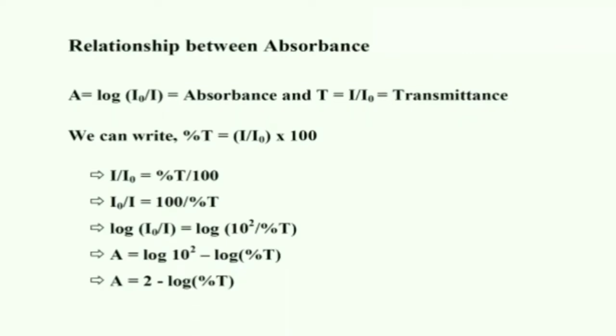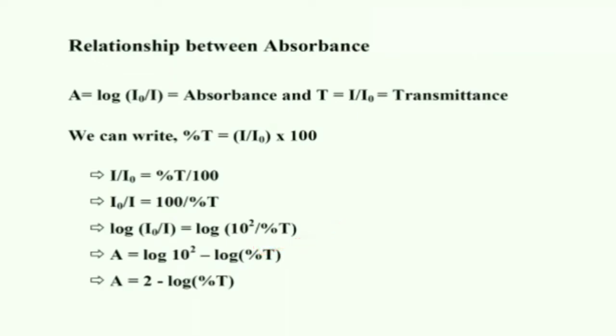So we can write that percentage transmission, percentage T, equal to I by I0 into 100. So this implies I by I0 is equal to percentage T divided by 100, and this implies I0 by I equal to 100 by percentage T. Now taking logarithm on both sides, we get log of I0 by I equal to log of 10 to the power 2 divided by percentage T. We can write 100 is equal to 10 to the power 2, that's why.